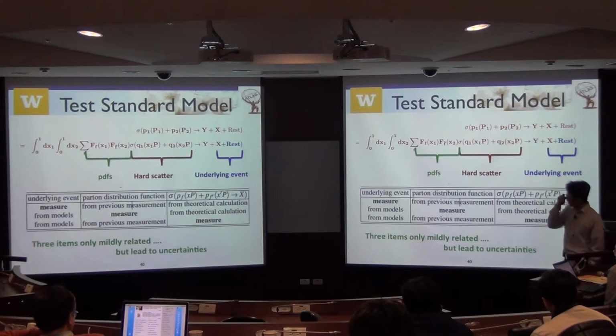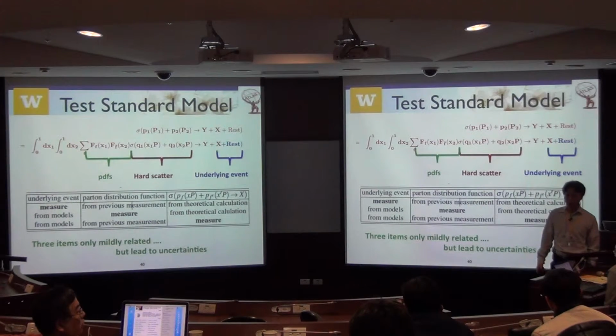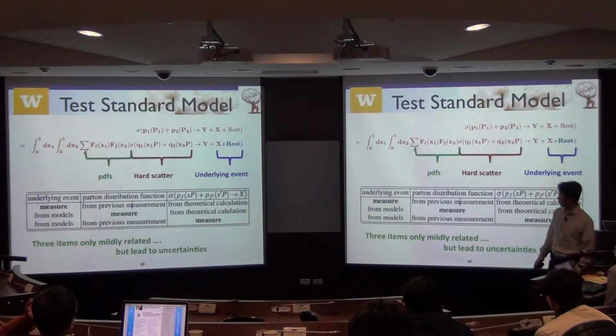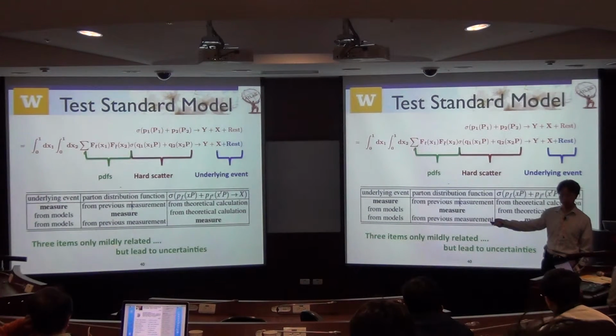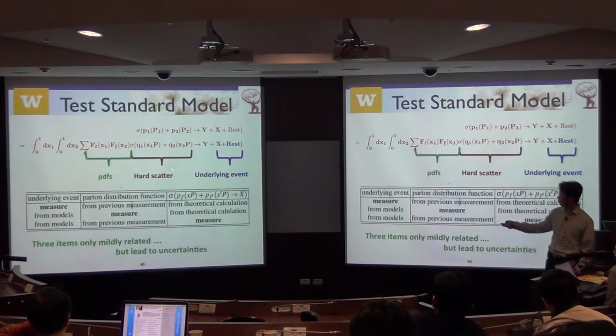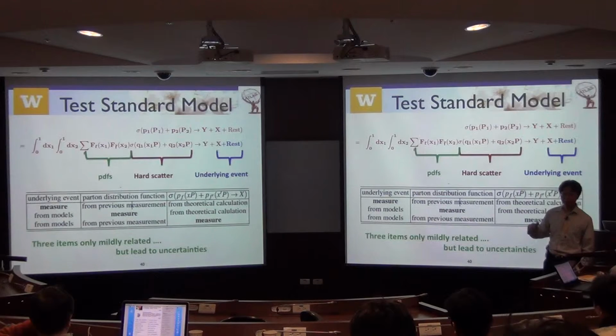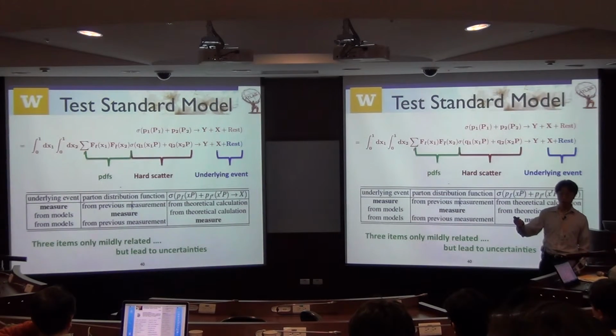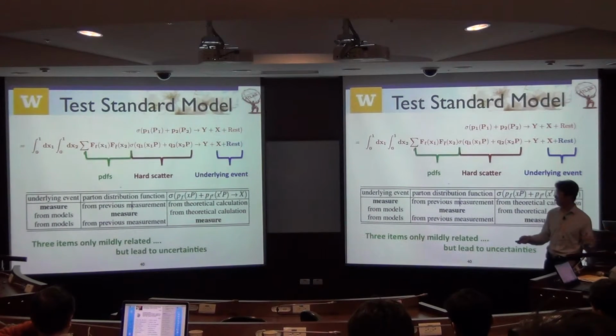Then how do we test the model? We need several components. Basically, we need to understand the parton density function. This is an empirical measurement, right? And then we have a prediction of hard scattering, and we also need to understand the underlying event. So the plot I showed you in the previous slide is the compressed information from all of this altogether.